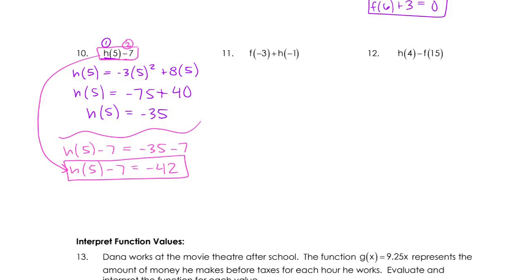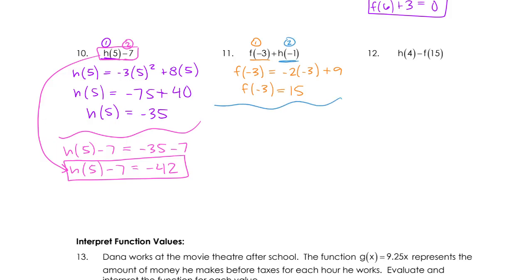Okay, now on 11 and 12, they actually are asking us to evaluate twice. They want us to start by finding f of negative 3. So if I do that, I have f of negative 3 equals, plugging negative 3 in for x, negative 2 times negative 3 plus 9. This answer, f of negative 3 equals negative 2 times negative 3 is positive 6, plus 9 would be 15.